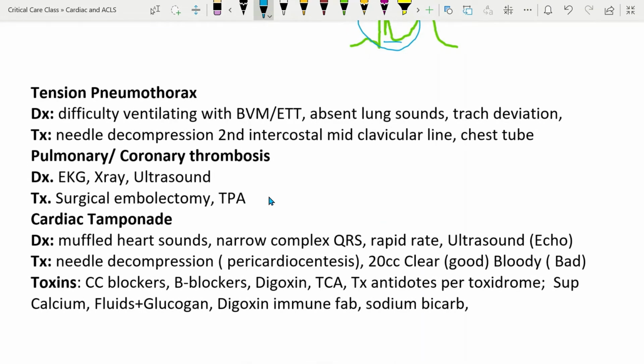Now on the T's. Tension pneumothorax is diagnosed by difficulty ventilating with a bag valve mask or through the endotracheal tube, absent lung sounds on one side, and tracheal deviation, also by chest x-ray. Treatment is with needle decompression, second intercostal space, mid-clavicular line, and placement of the chest tubes.